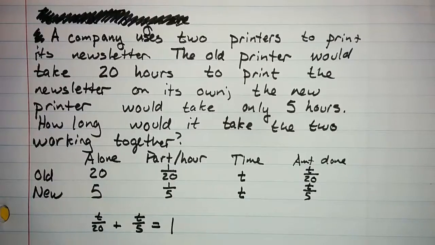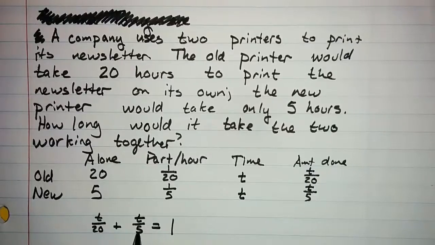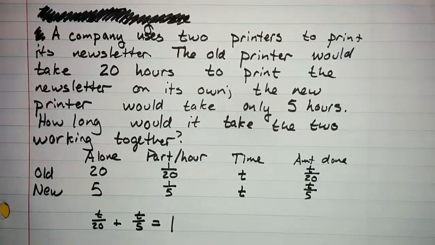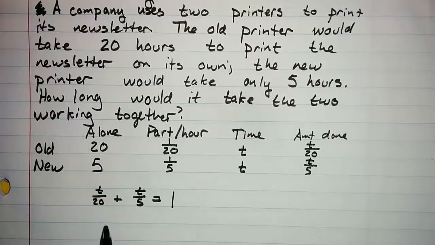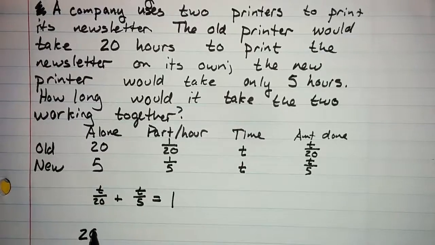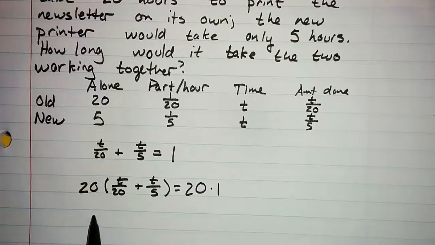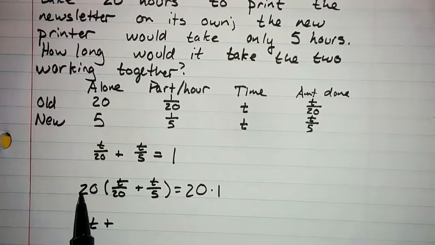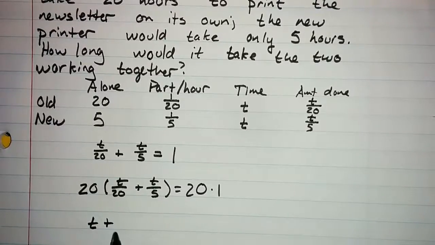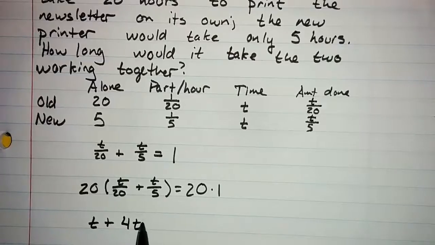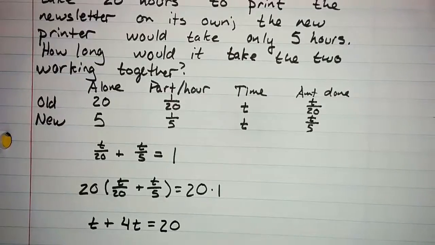All right. So this is technically a rational equation, though the denominators are both numbers. I can easily see that my least common denominator is 20, so I'll multiply both sides of my equation by 20. Distributing, I get t plus 20 divided by 5 is 4, so 4t equals 20.